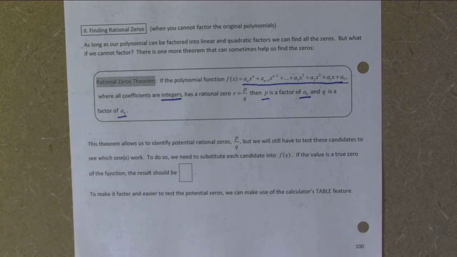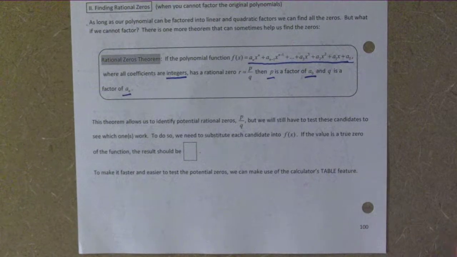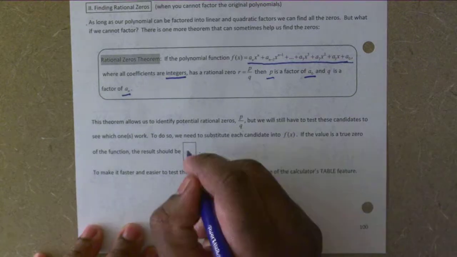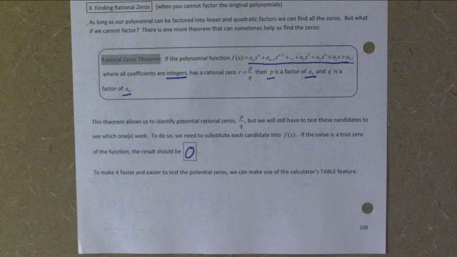So now, this theorem allows us to identify potential rational zeros, P divided by Q. But we would still have to test these candidates to see which ones work. To do so, we need to substitute each candidate into f of x. If the value is a true zero of the function, the result should be 0. To make it faster and easier to test the potential zeros, we can make use of the calculator's table feature, which I will show you pretty soon.